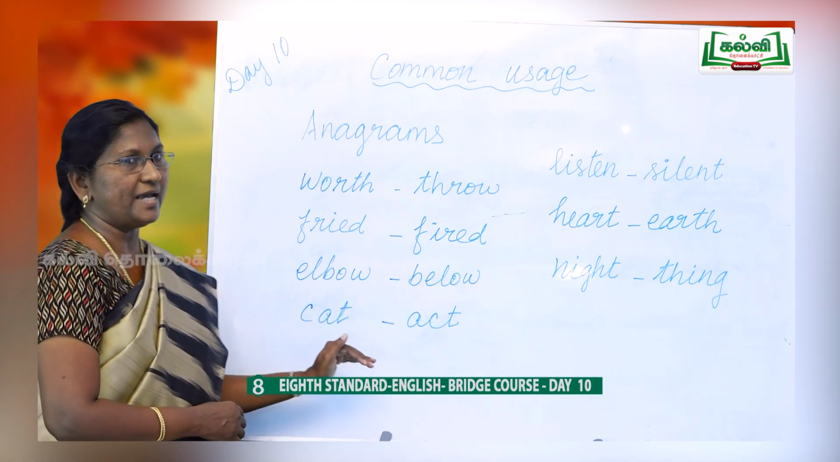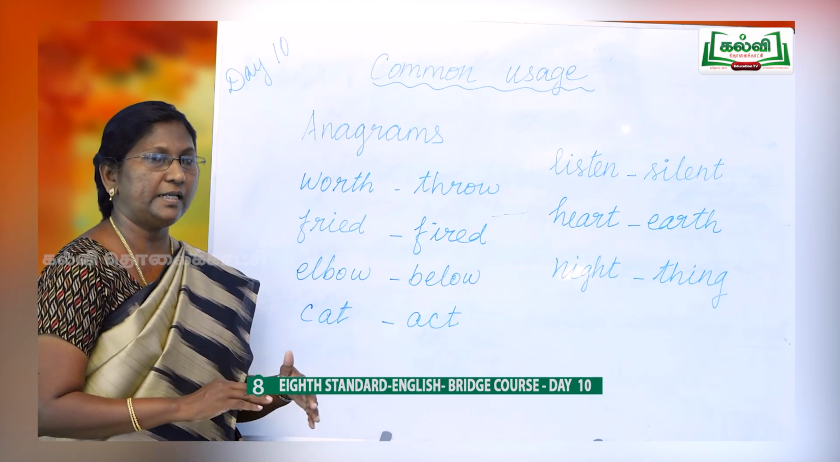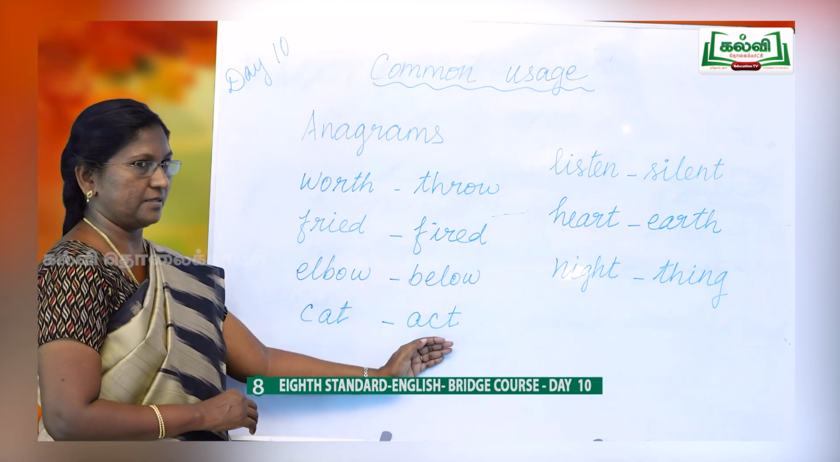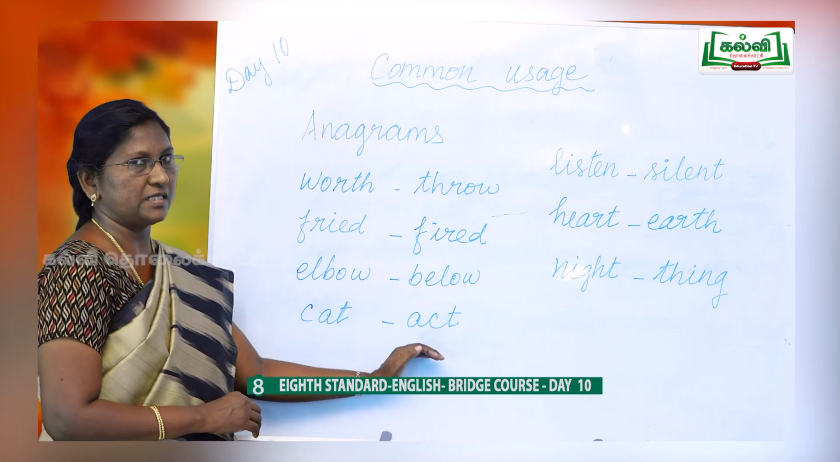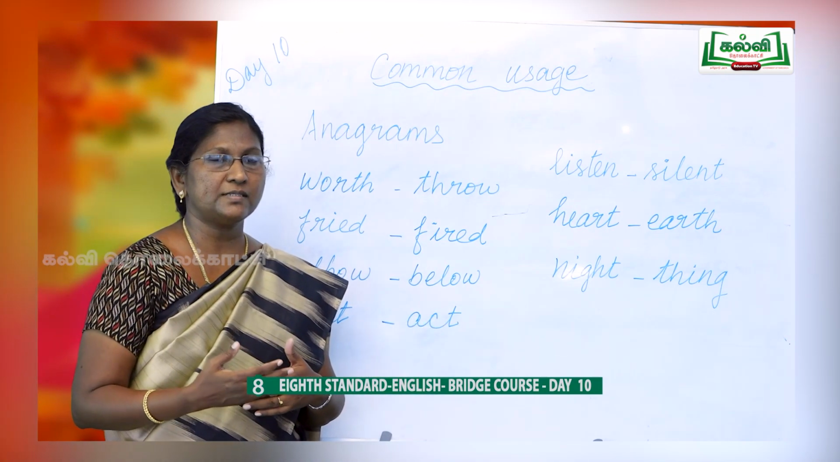So next is cat. Very easy word. Only 3 letters. We rearrange the 3 letters to form another word, ACT, act. So cat becomes act here. Both the words give meaning. So do more exercises and enjoy.